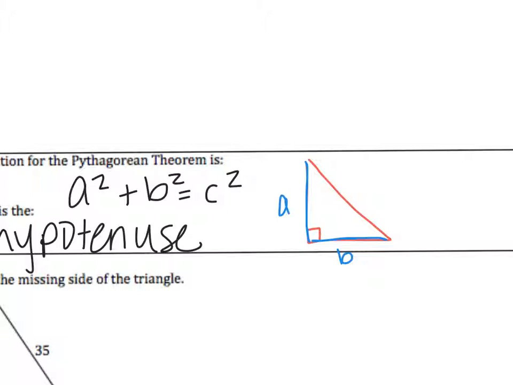C is the side that's across from the right angle. That's the hypotenuse. Okay, so C will not touch the right angle. So if you highlight C and you end at a box, you are not on C.